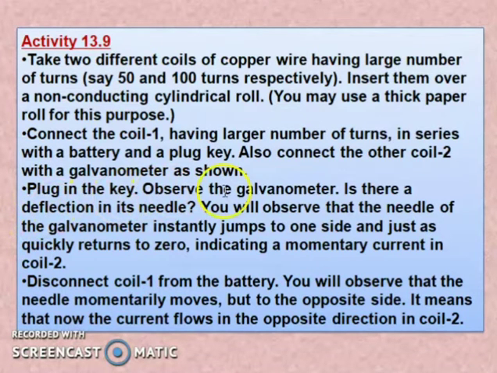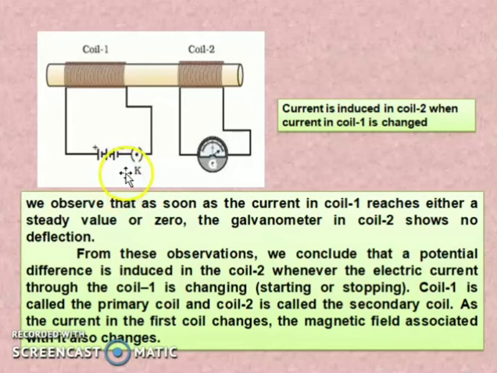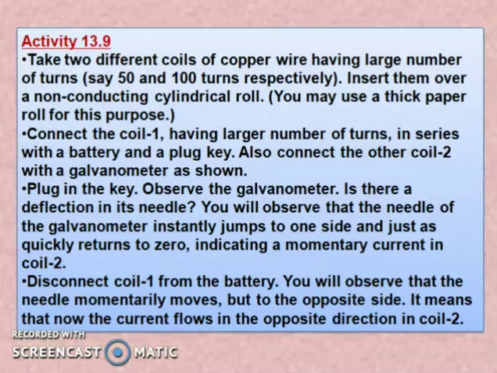Now plug the key and observe the galvanometer. If there is any deflection, you will observe that the needle of the galvanometer instantly jumps to one side and quickly returns to zero, indicating a momentary current in coil 2. So when we plug in the key, the current flows in coil 1, and there is a deflection in the galvanometer. Why is there a deflection? Because of an induced current.